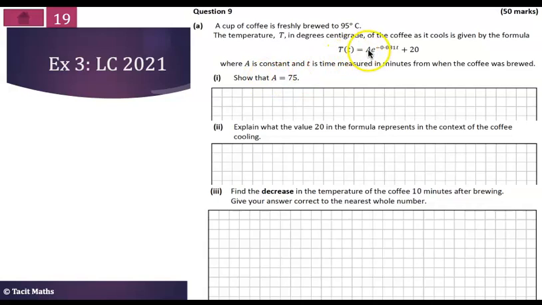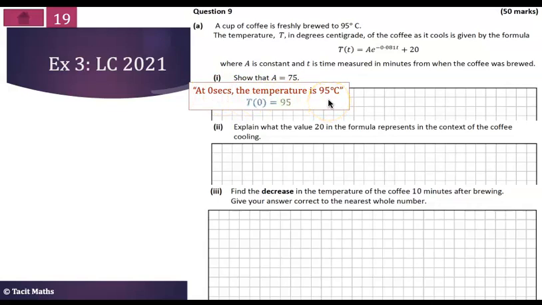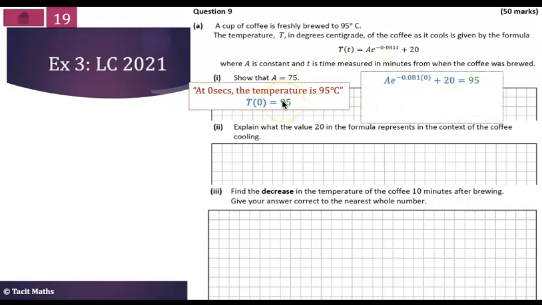Okay, so at the start, as soon as the kettle is boiled, the coffee is 95 degrees. So when we're looking for A here, we want to show that at 0 seconds, the temperature is 95. Okay, so if we sub 0 into this function, we can put it equal to 95. And now we can solve for A. And the good thing here is all this complicated bit, A to the power of all of this, just comes down to 1, right? Because anything to the power of 0 is 1. So take 20 from both sides. So we get A is 75, which is nice, 5 marks to start.